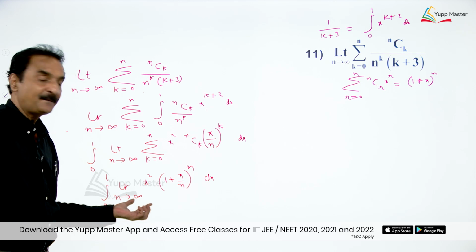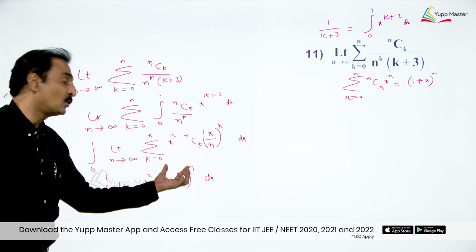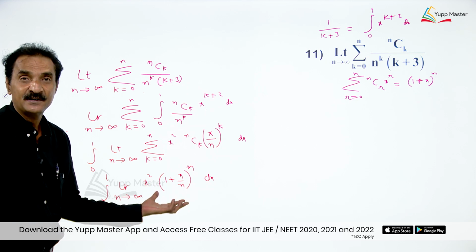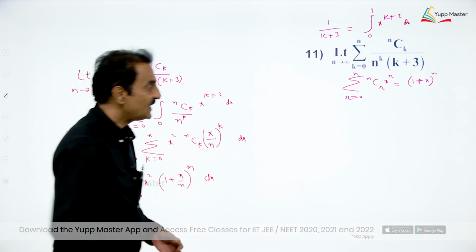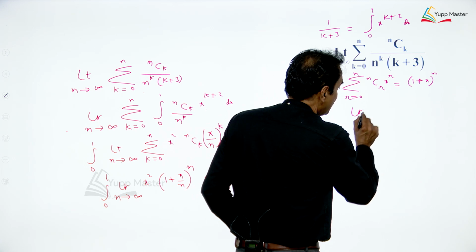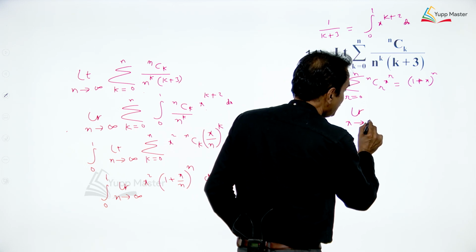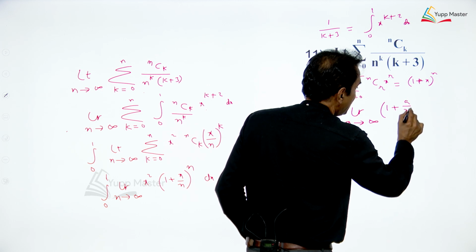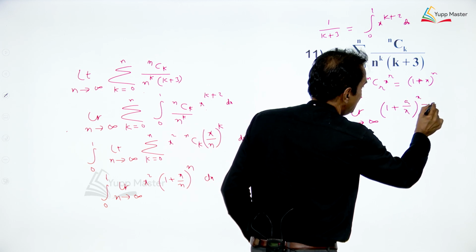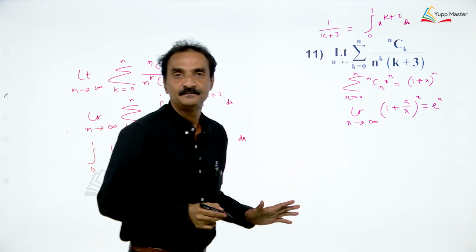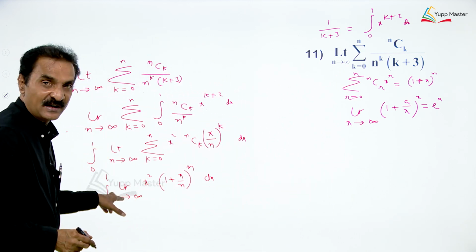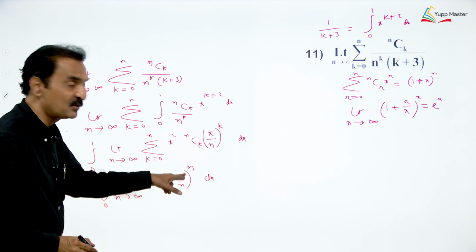Now, if n tends to infinity, 1 plus x by n whole power n tends to what? It is a standard limit. Limit as x tends to infinity, 1 plus a by x whole power x is e power a. It is a formula, a standard limit. So, this limit, n tends to infinity of 1 plus x by n whole power n, is e power x.